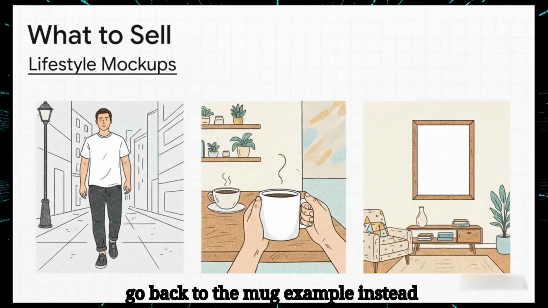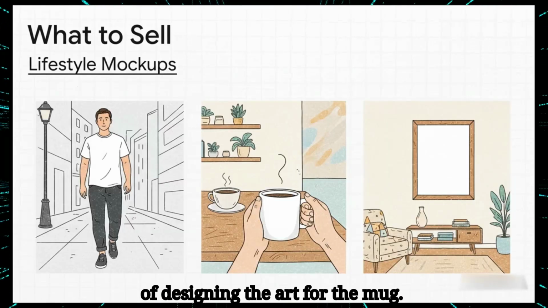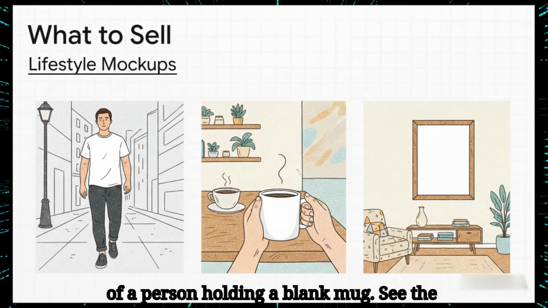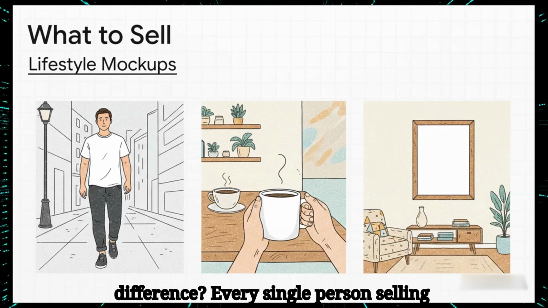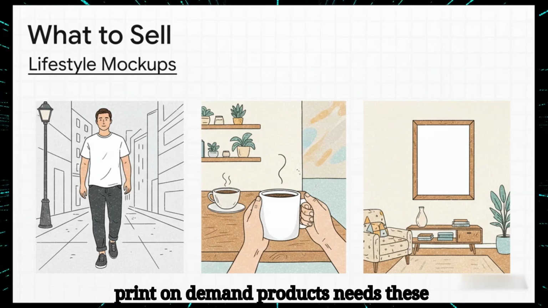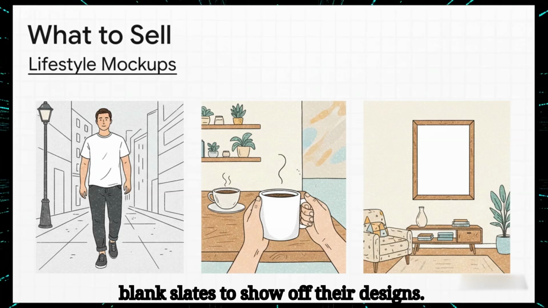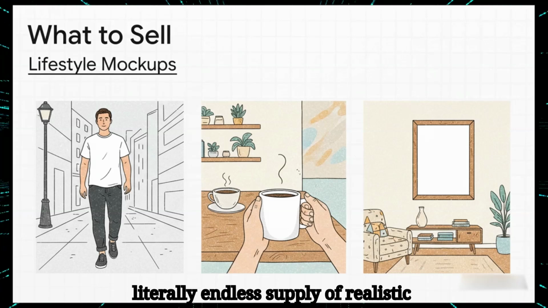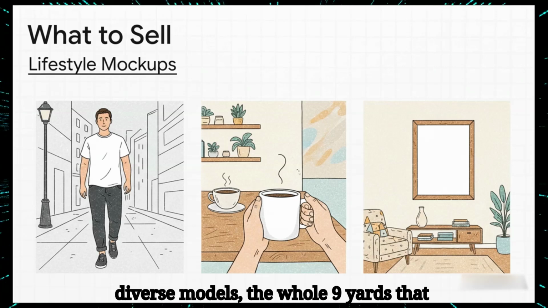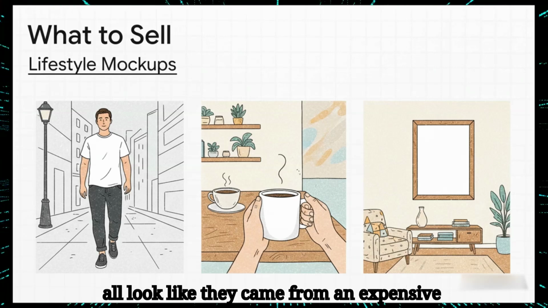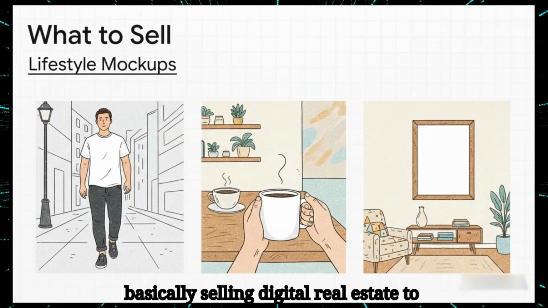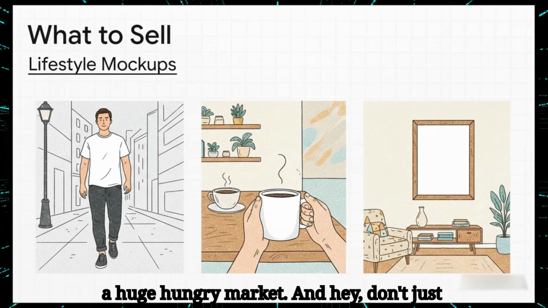So let's go back to the mug example. Instead of designing the art for the mug, you are generating the high-quality photo of a person holding a blank mug. See the difference? Every single person selling print-on-demand products needs these blank slates to show off their designs. And with this AI tool, you can generate a literally endless supply of realistic lifestyle photos. Different styles, diverse models, the whole 9 yards, that all look like they came from an expensive, high-budget photo shoot. You're basically selling digital real estate to a huge, hungry market.